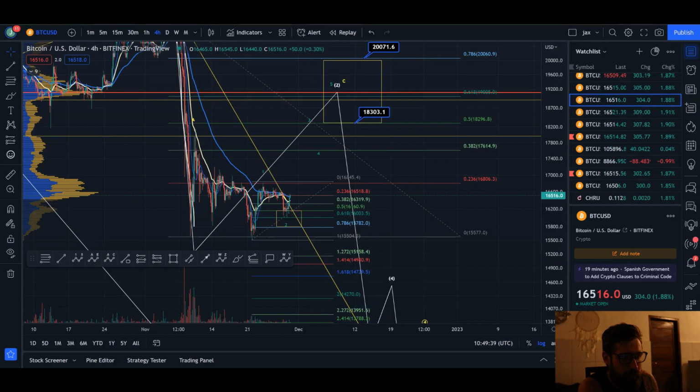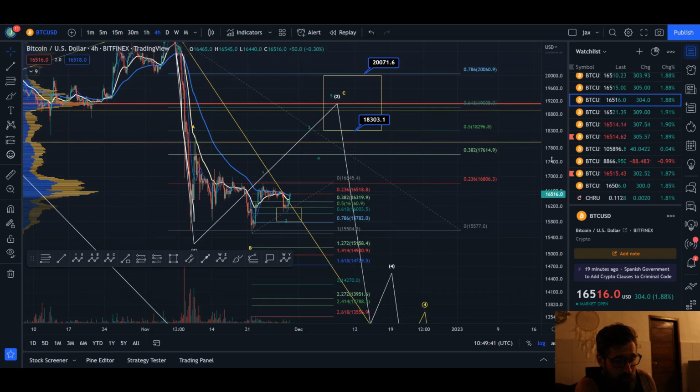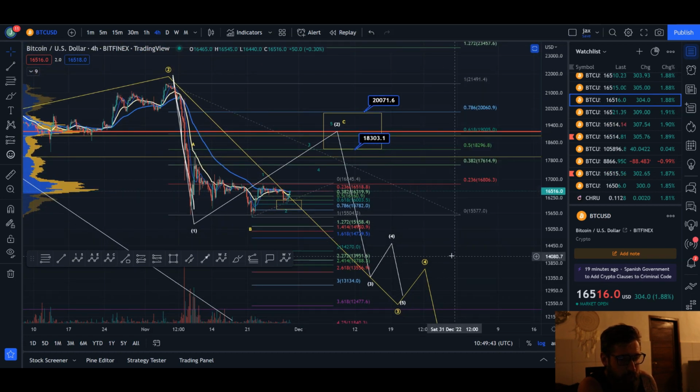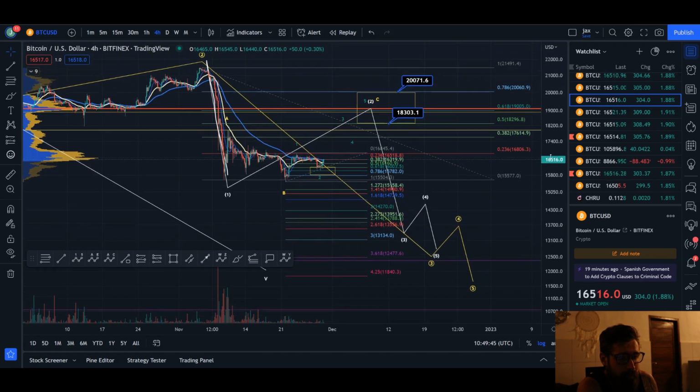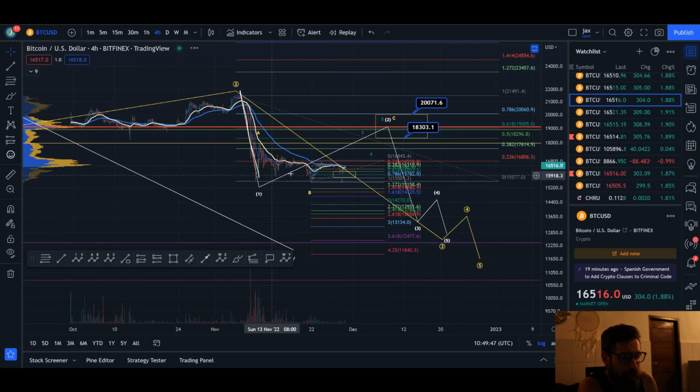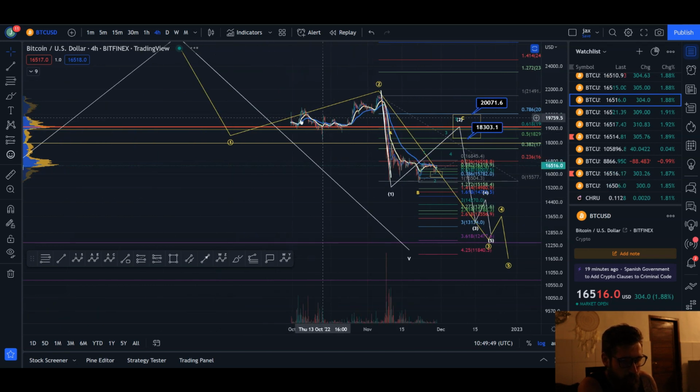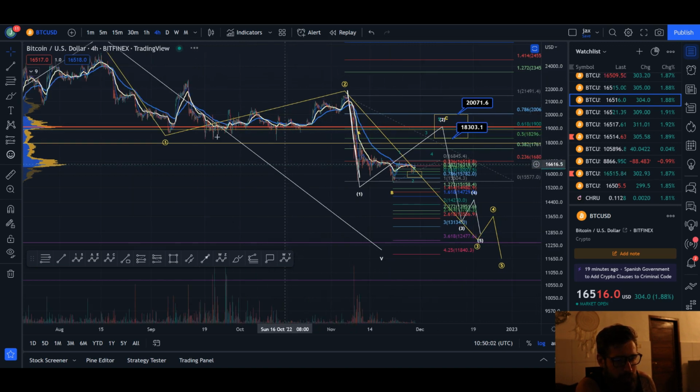So the first one I wanted to look at was right here. This is the potential wave count that we've been covering here, and what we're looking at is a wave 2 pullback of the wave 3. Just as we had a long drawn out wave 2, right up in that $20,000 range here, I think we're going through that once again.